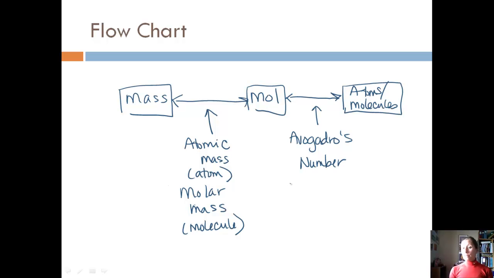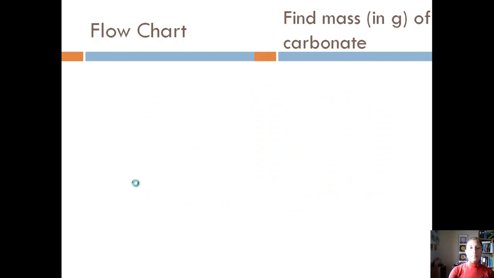Okay, and that for every atom or molecule is 6.022 times 10 to the 23rd, either atoms or molecules per mole. Okay, and units for atomic mass and molar mass are always going to be grams per mole. And since both of these conversion factors have moles in them, moles is kind of like the middleman. So if you want to go from mass to either atoms or molecules, you have to go to moles first. So we're going to use this flowchart to do a few examples.